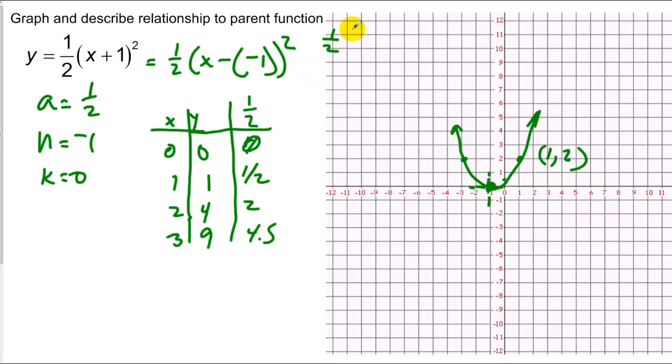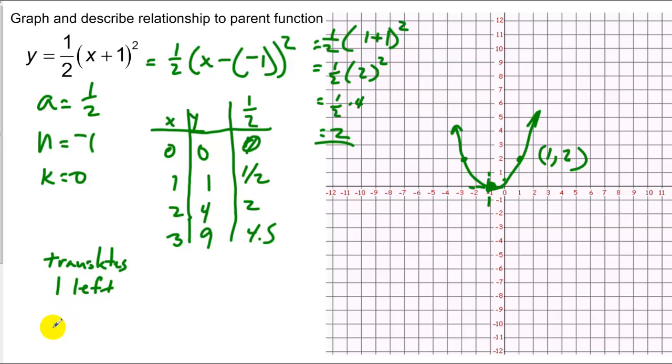I have a half times 1 plus 1 squared. That's going to be a half times 2 squared, which is a half times 4, which is 2. So the point 1, 2 actually checks. How does this compare to the parent function? It translates 1 left and vertical compression factor 1/2.